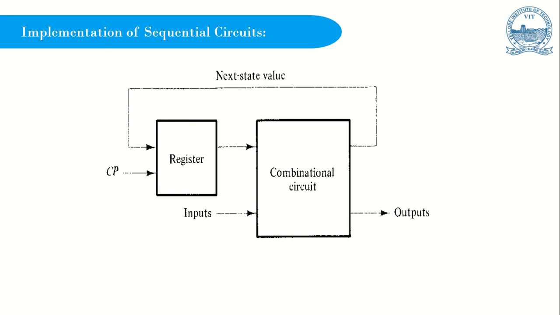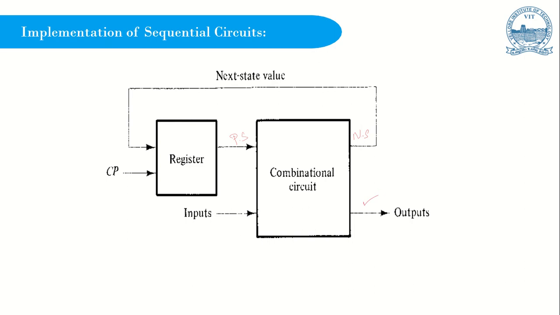Generally, how we define a sequential circuit: we have a combinational circuit and a memory in the loop, and to the memory we provide the clock pulse. The data stored in the memory is considered as the state. Let me consider this as my present state, and whatever comes out of the combinational circuit will be the next state, and it is fed back and stored. The combinational circuit, along with the input and present state, generates the next state and the output.